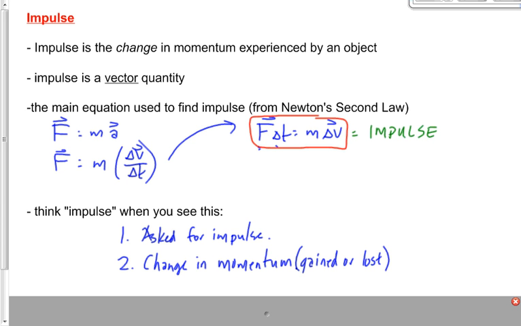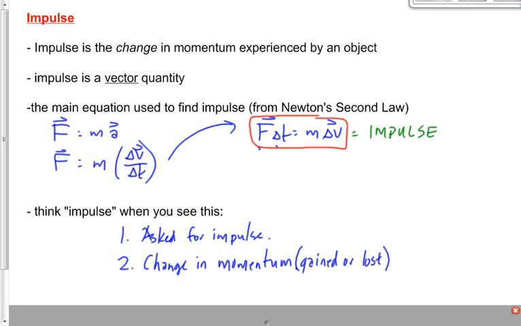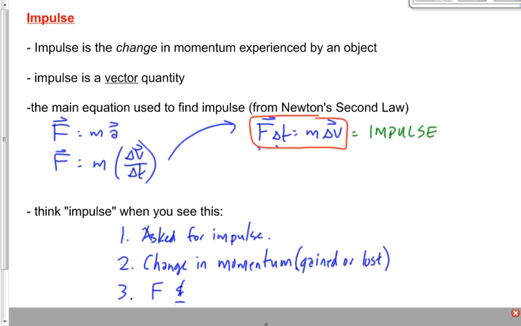And the third one, this is the one that's the least intuitive of them all. Remember we said just a second ago, you need two things to have an impulse. You need two things in order to cause a change in momentum. You need a force, and you need that force to act over a certain amount of time. Whenever you see a force and a time in the same problem, let's do impulse.